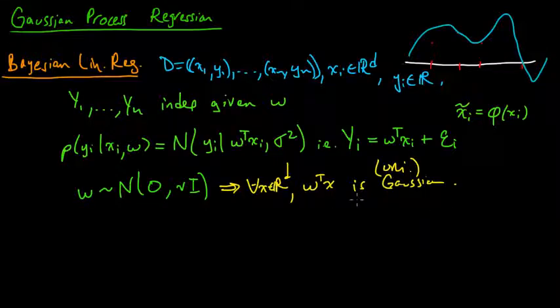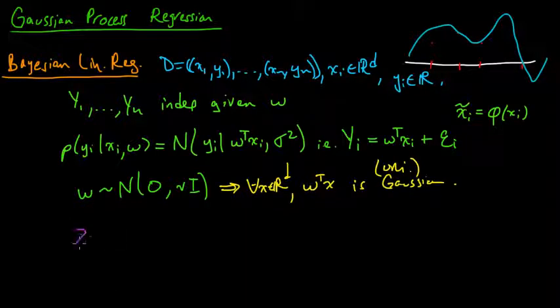And in fact, it turns out that this thing, if we think of it as a function of x, if we think about the collection of all of these univariate Gaussians that we get as x ranges over Rd, this is in fact a Gaussian process. So now we start to see where things are going.